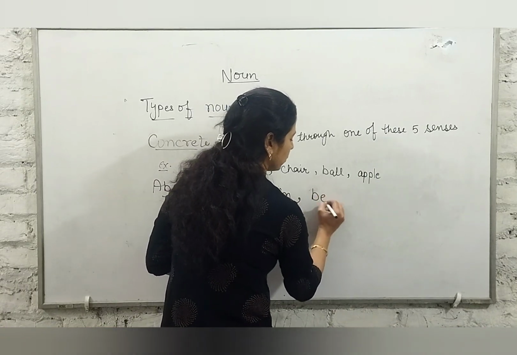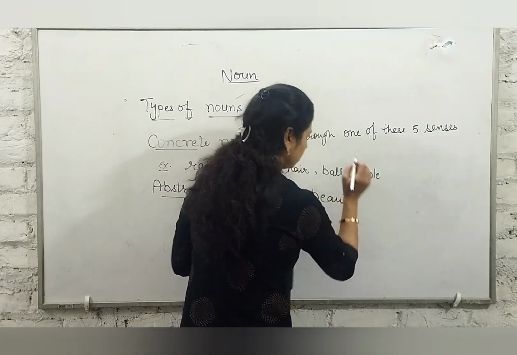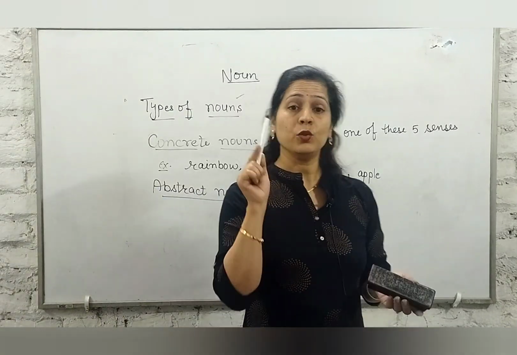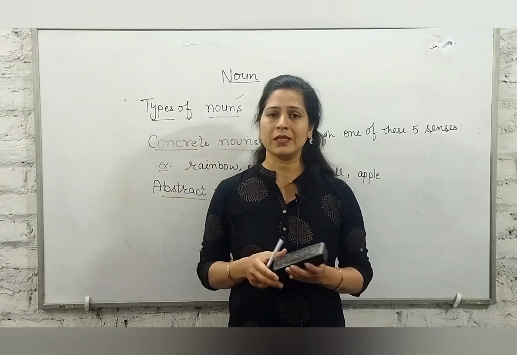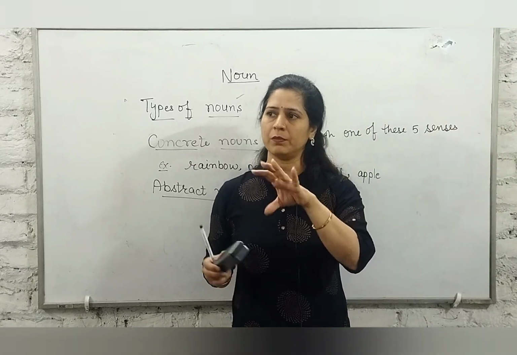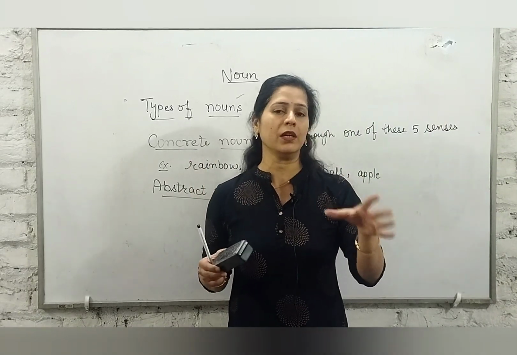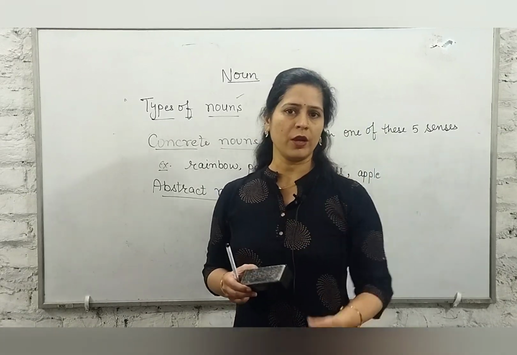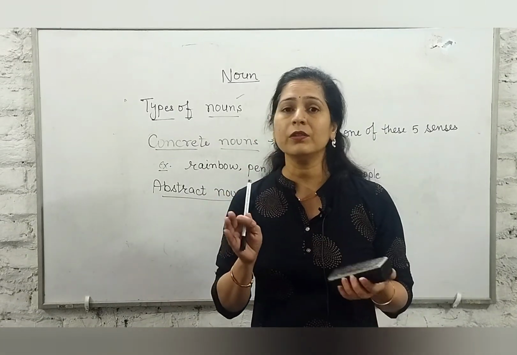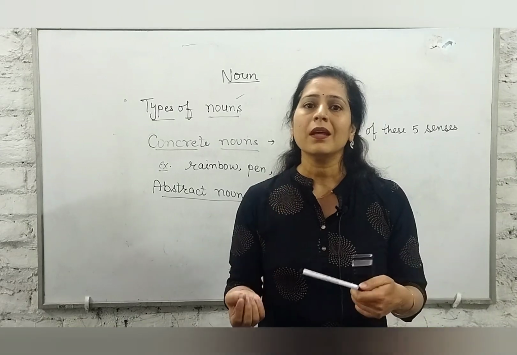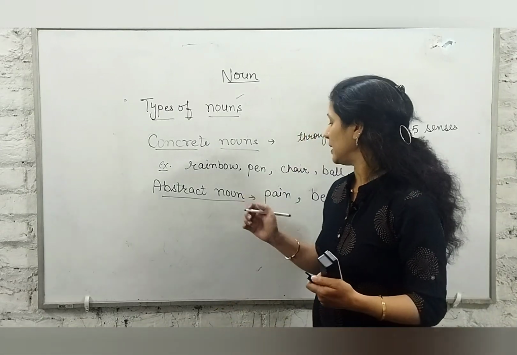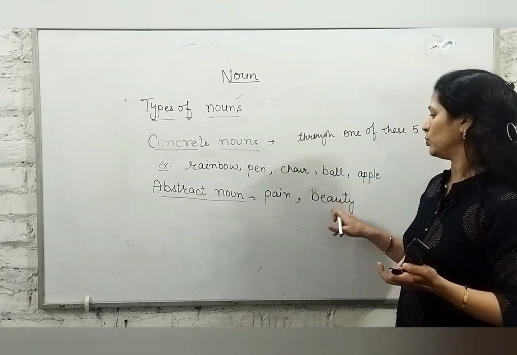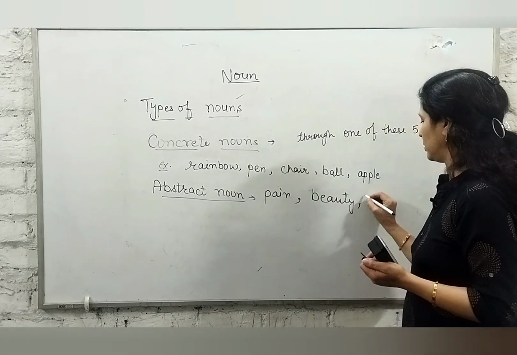When I talk about beauty, what is beauty? Can you see beauty? No. You can see a beautiful girl, you can see a beautiful boy, you can see a beautiful picture, but basically you are just looking at that picture, you are looking at that boy, you are looking at that girl, you are not looking at the beauty. Beauty is not a thing that can be seen, that can be touched, but you can feel, right? So beauty is again abstract noun.